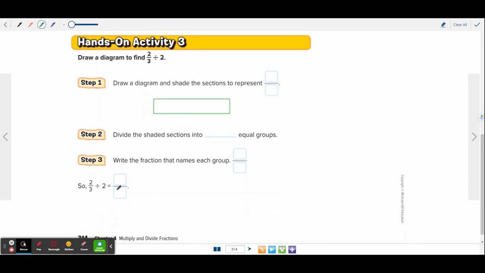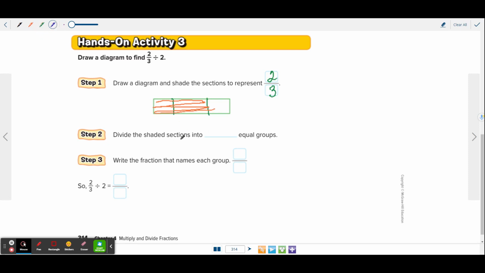Now, hands-on activity 3, draw a diagram to find 2/3 divided by 2. So draw a diagram and shade the sections to represent 2/3. So we know that 3 is the bottom number. So we want 3 equal sections, okay? And we want to shade in 2 of them. So we're going to shade in 2/3. Okay.